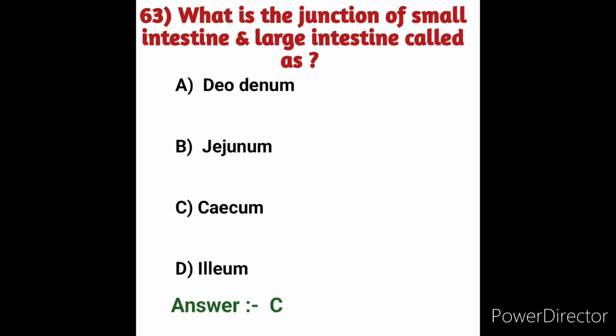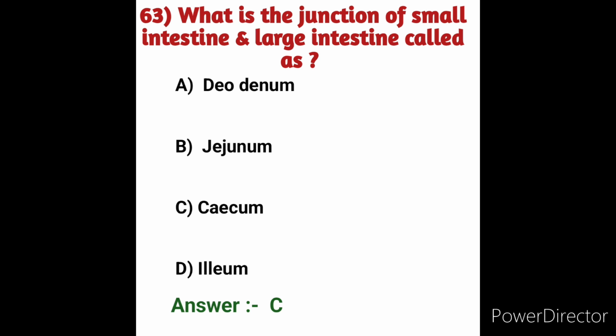Next, moving on to question number 63. What is the junction of small intestine and large intestine called? Option A, duodenum. Option B, jejunum. Option C, caecum. Option D, ileum.